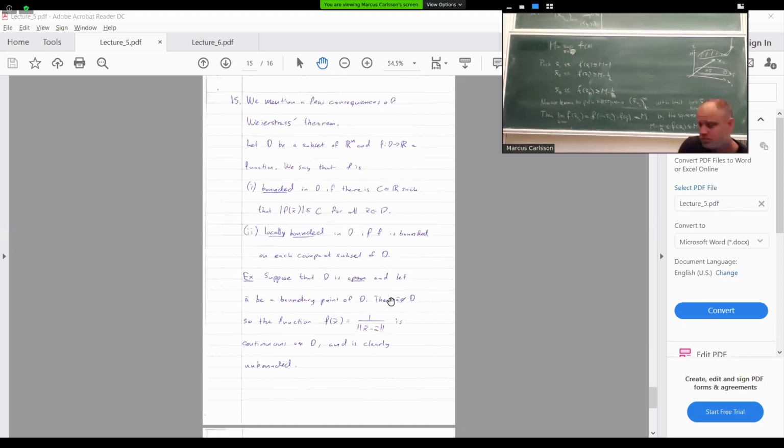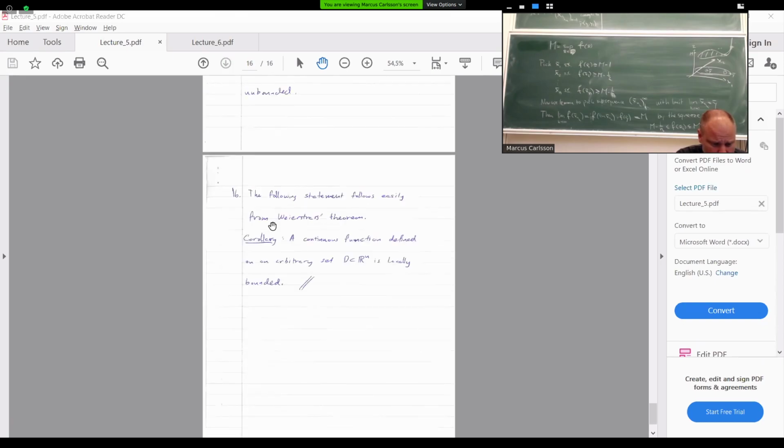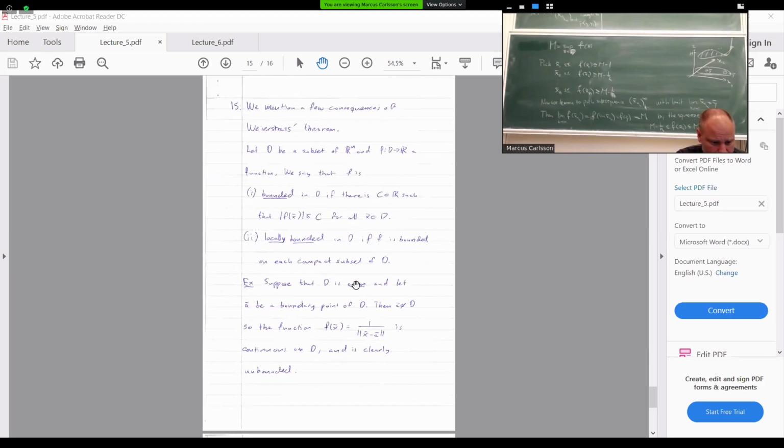Right, so some examples here to wrap this up. It gets a bit nerdy here in the end. I would not worry about this. A continuous function defined on an arbitrary set D is locally bounded. Okay, but well, who cares?